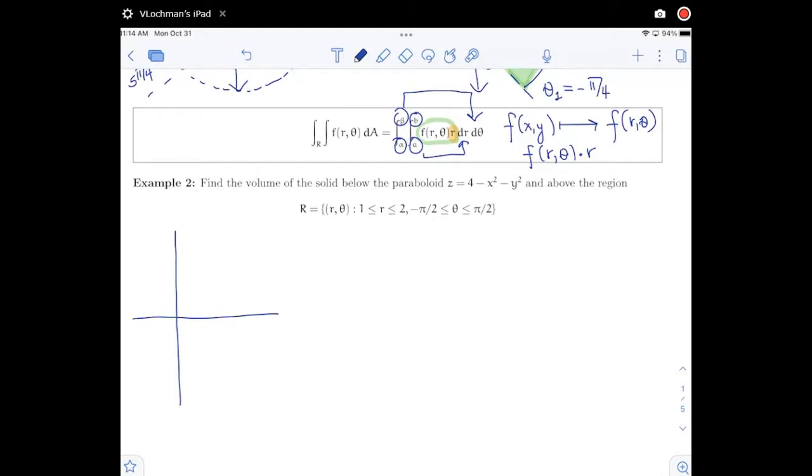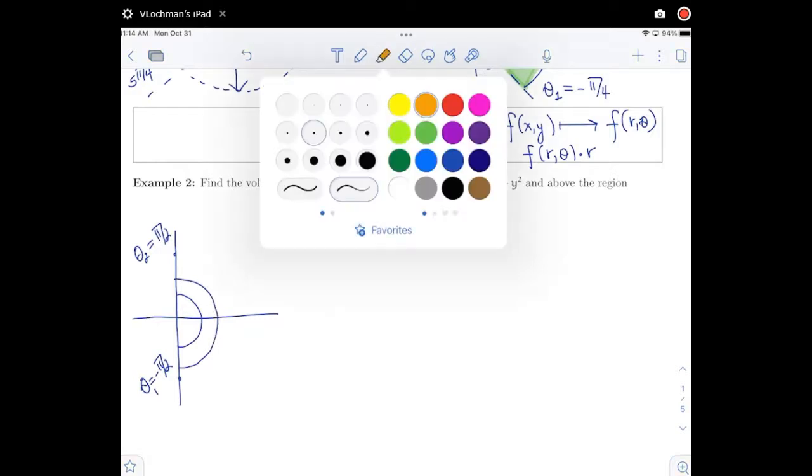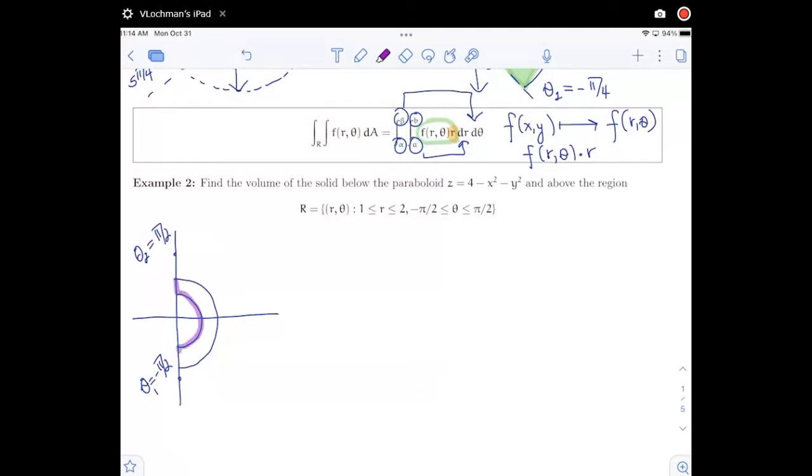So negative pi over 2 to pi over 2. We go from here; this would be negative pi over 2, and this would be pi over 2. And what do we have? r is between 1 and 2. So it would look something like this. That's our region of integration. That's our polar rectangle.